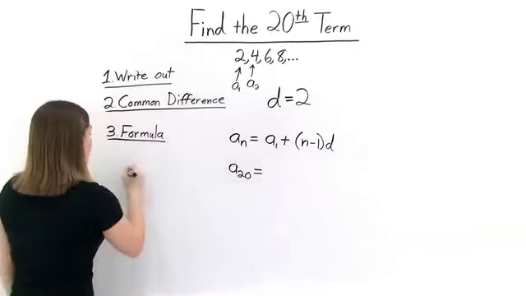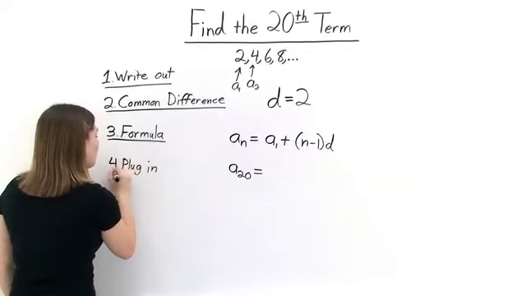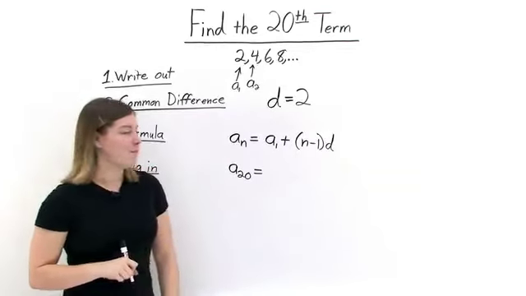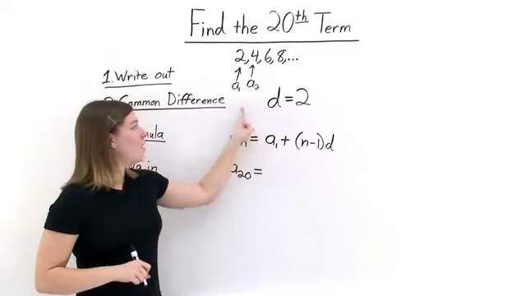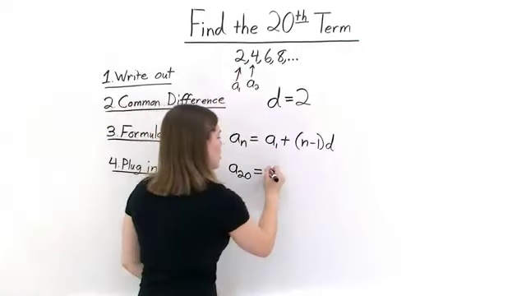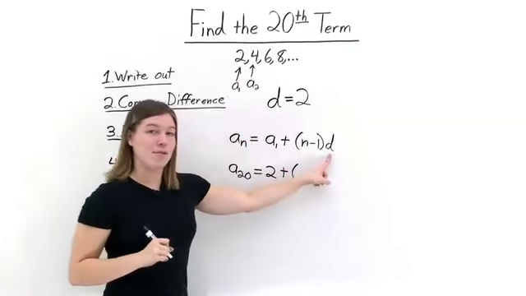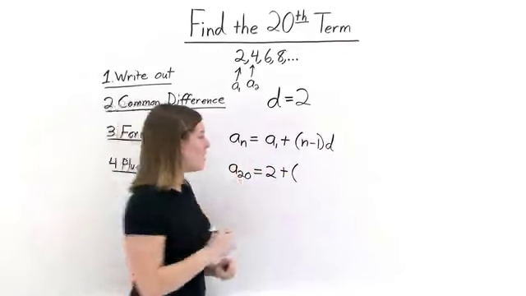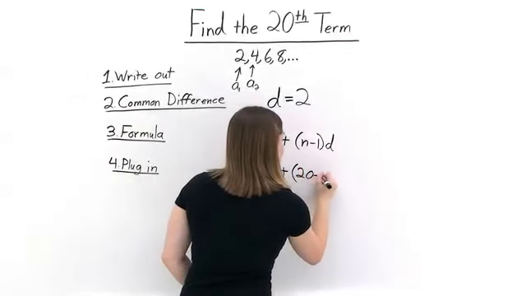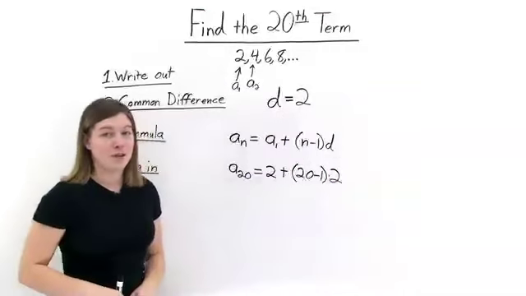Now let's take all the information that we have and plug it into our formula to find the 20th term in the sequence. To find the 20th term, we want to take our first term, a sub 1. Well, our first term is 2. Then we want to add n minus 1 times d. n is our index, and here we have an index of 20. So we have 20 minus 1. And then we multiply by our common difference of 2.